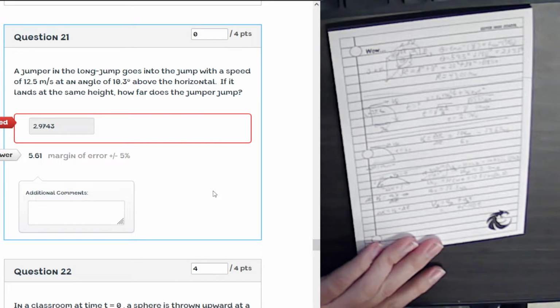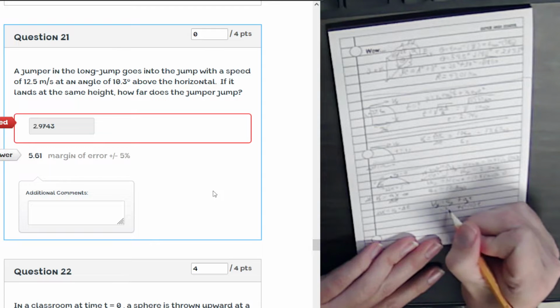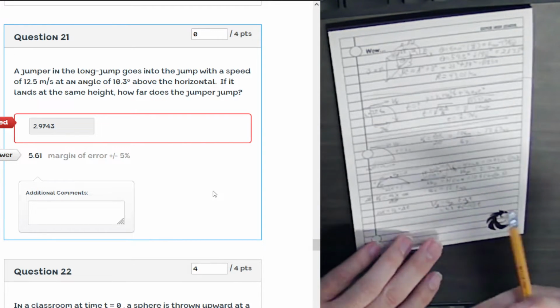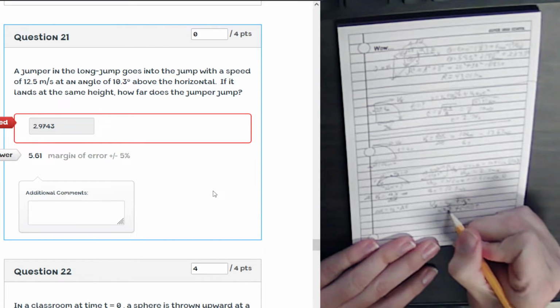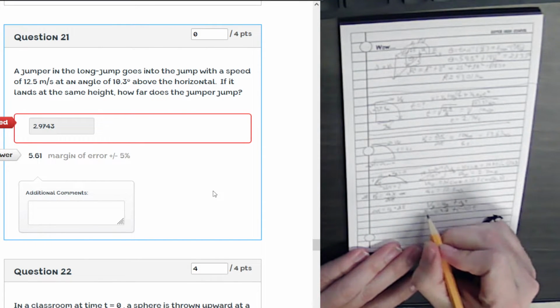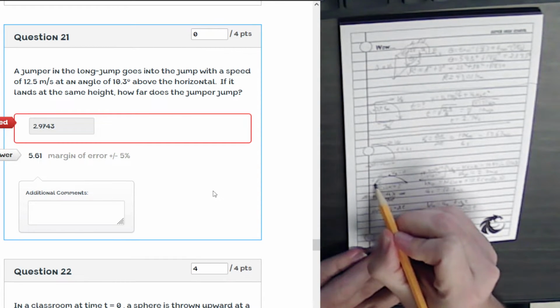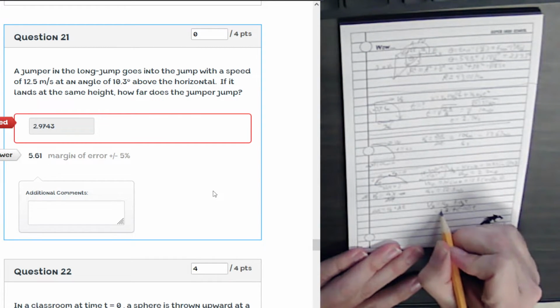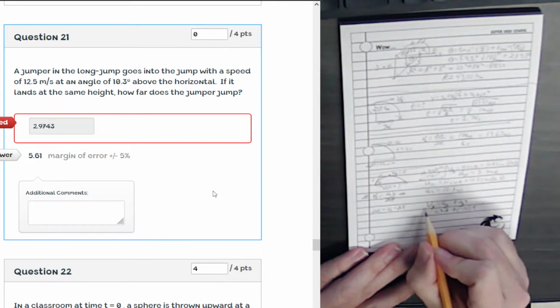In order to find that, we need v naught y. Well, we got that. This is the 2.3 we found earlier, but we need to find our final velocity. Well, we know the velocity is going to go up and come back down. So we know this is positive, and we know the acceleration is going to be negative. In order to solve this equation, we need a final velocity.